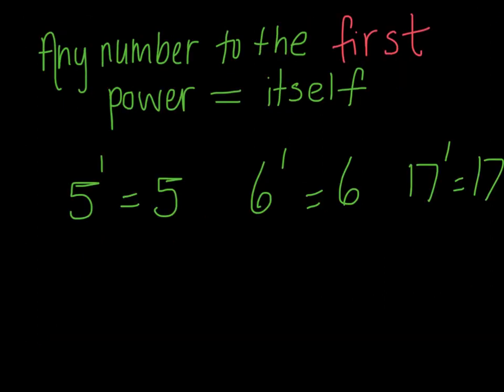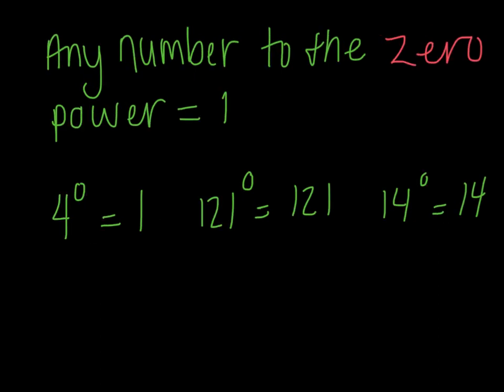Some other important things to remember for exponents. Any number to the first power, so any number that has a 1 as an exponent, well, what that means is that the number, the repeated factor, is only repeated 1 time. So that is going to just equal itself. Any number to the first power equals itself. And finally, any number to the 0 power will equal 1.